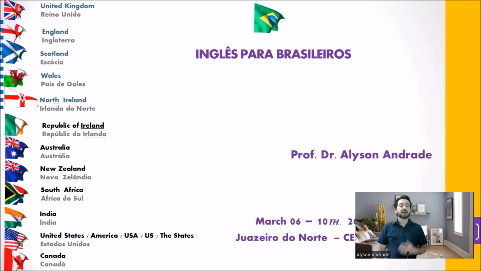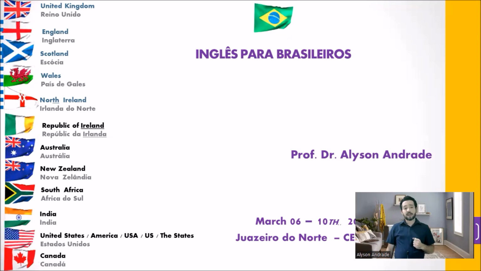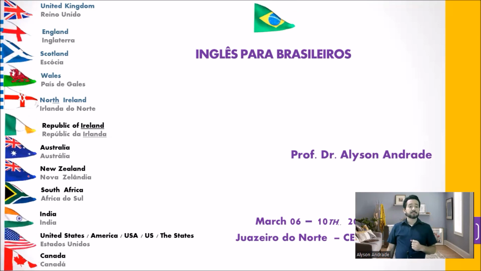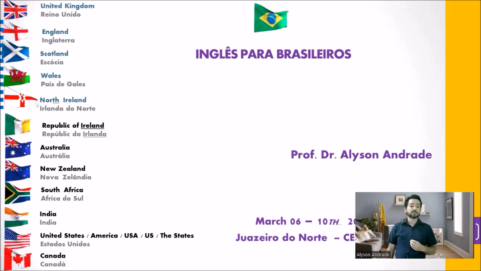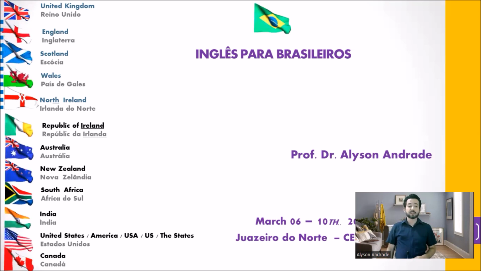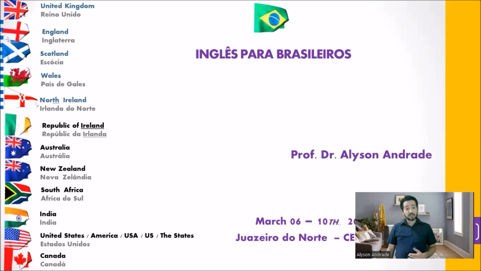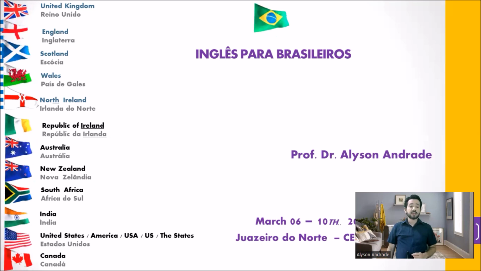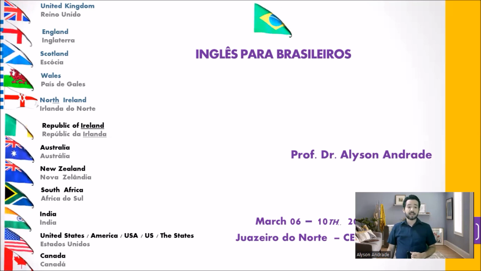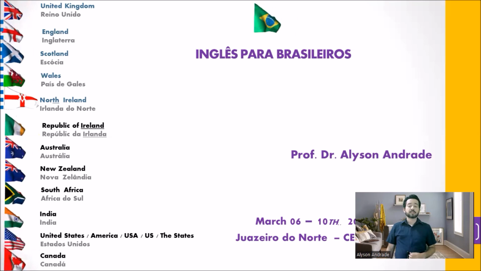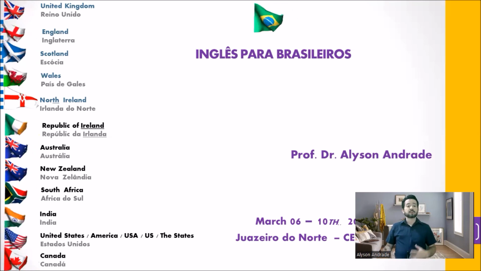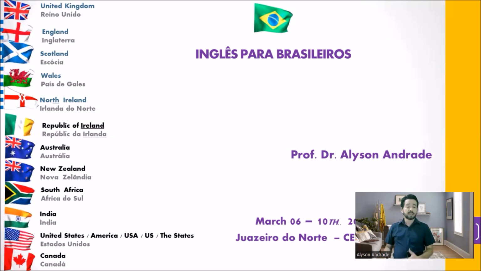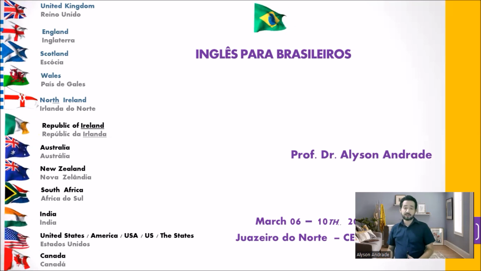In this slide, you can see a lot of flags like United Kingdom, England, Scotland, Wales, North Ireland, Ireland or Republic of Ireland, Australia, New Zealand, South Africa, India, United States, and Canada. The first flag, United Kingdom, is a group of countries. United Kingdom is composed of England, Scotland, Wales, and North Ireland.